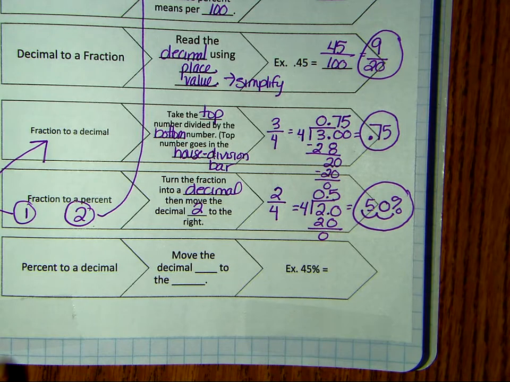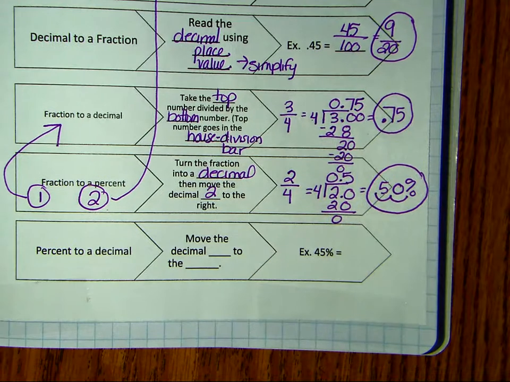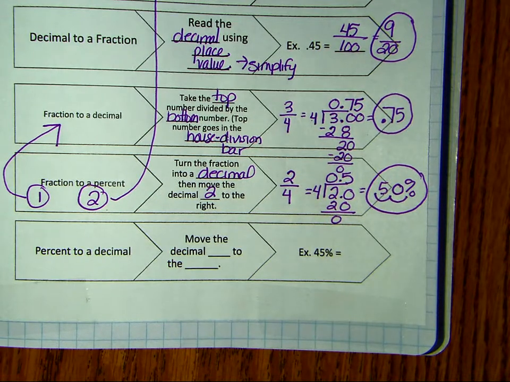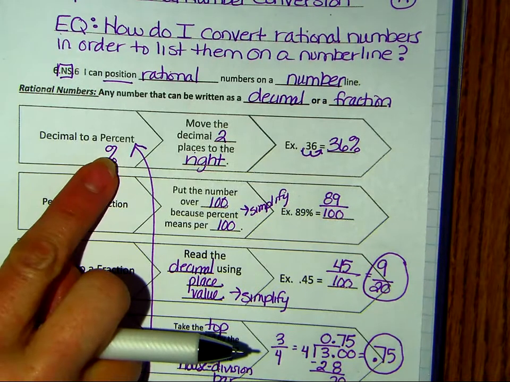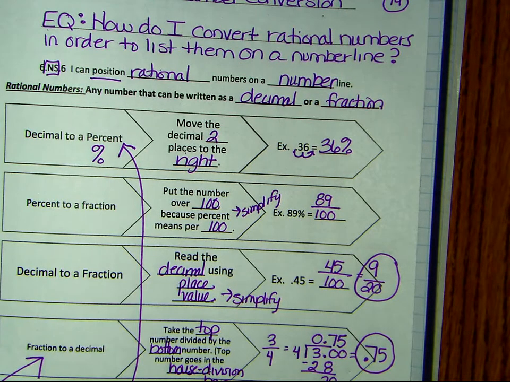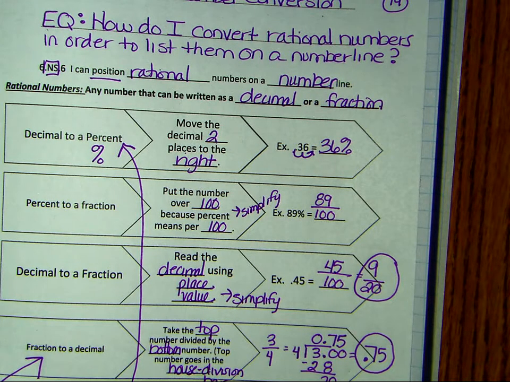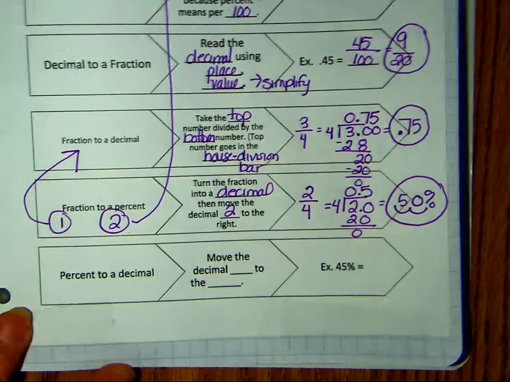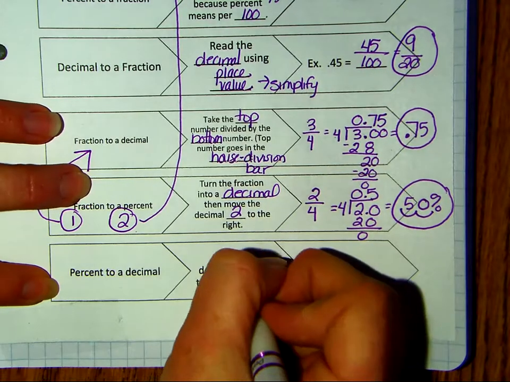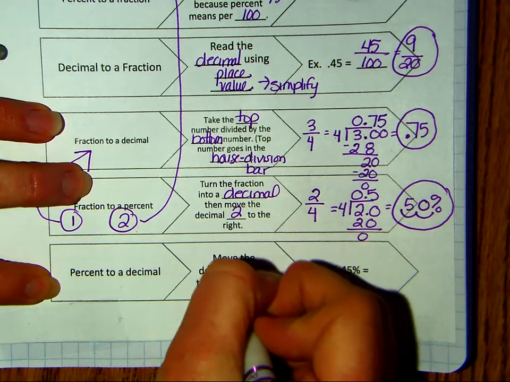Alright, let's look at the last one. Percent to a decimal. In this case, we're going from a percent and now we're moving to a decimal. Well, we said in order to go from a decimal to a percent, we go 2 spots to the right. Well, what do you think we do if we're going from the other way? Kiki? I believe we're going 2 spots to the left. 2 spots to the left, right? We're going to do the opposite. So we're going to go 2 spots to the left.